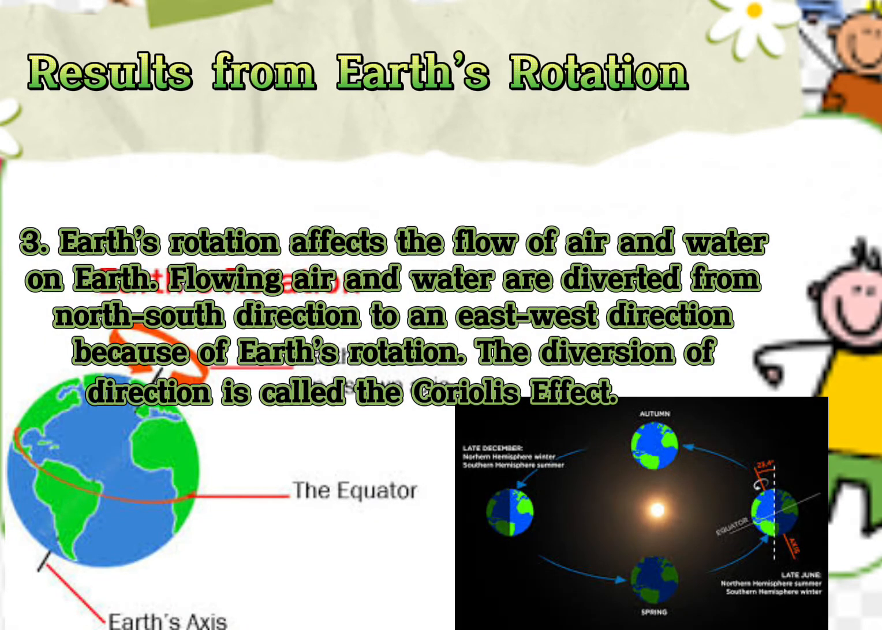So the third result from Earth's rotation is that Earth's rotation affects the flow of air and water on Earth. Flowing air and water are diverted from a north to south direction to an east to west direction because of Earth's rotation. This diversion of direction is called the Coriolis effect.